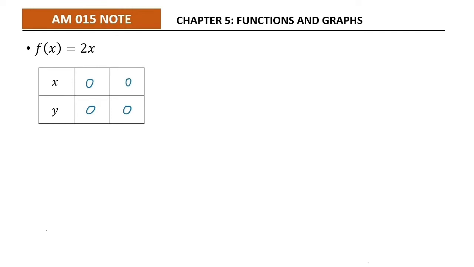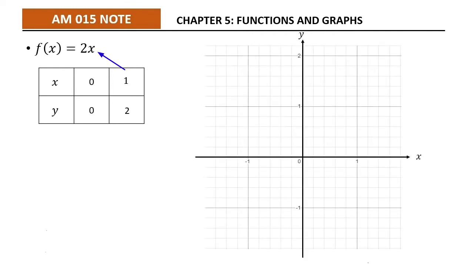And for a linear graph, we need 2 points. So we cannot use only x equal to 0 and y equal to 0. In this case, we need 2 points, x equal to 0 and let's say x equal to 1. When x equal to 0, y equal to 0. And when x equal to 1, y equal to 2. We'll have 2 points, (0, 0) and (1, 2). Connect these two points with a straight line. Then label the graph f(x) equal to 2x.